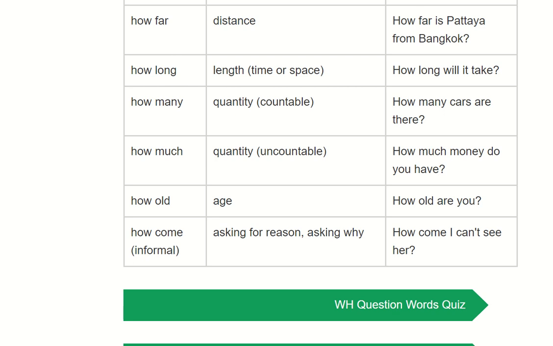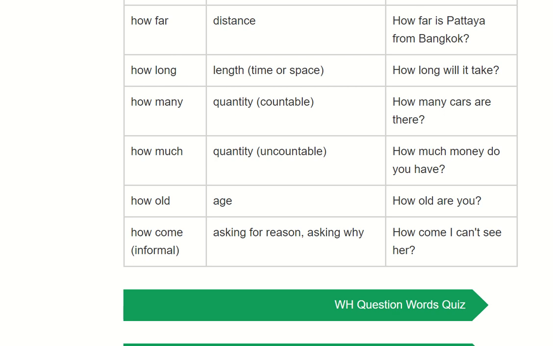Okay, the next one is how many. Quantity. We use it for something countable. Countable meaning that you can count. One book, two books, three books. Thus we use how many. How many cars are there? So cars, we could count cars. One car, two cars, three cars. I have three cars at home. I have one car at home. So you could count, we use how many.